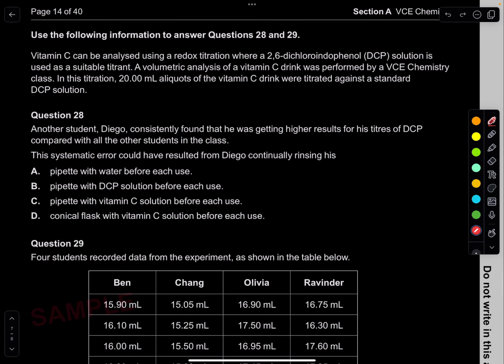Question 28. Let's have a look at this. Vitamin C can be analyzed using a redox titration where DCB solution is used as a suitable titrant. A volumetric analysis of vitamin C drink was performed by a VCE chemistry class. In this titration, 20 milliliters of aliquots of vitamin C drink were titrated against a standard DCB solution.